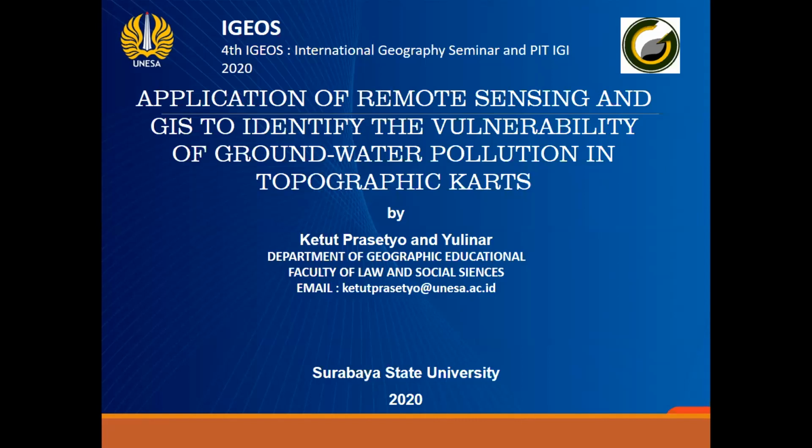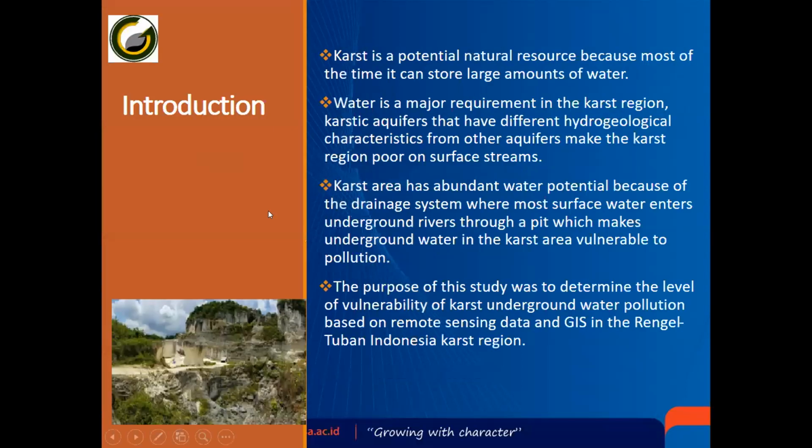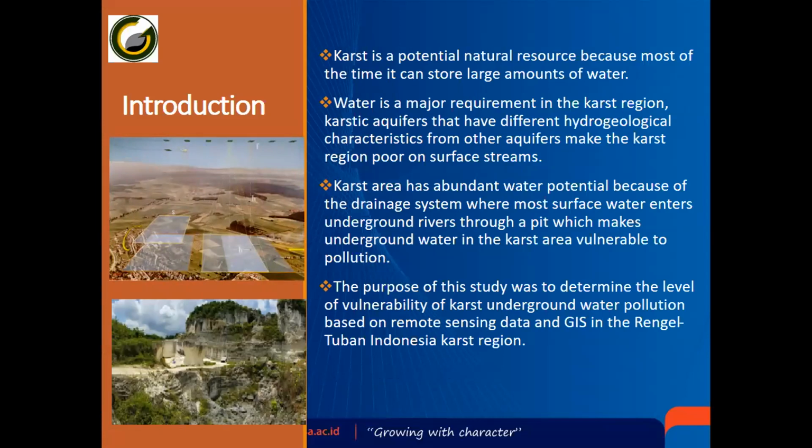Introduction: karst is a potential resource for large amounts of water. Water is a requirement, but the water in topographic karst appears as underground water. In karst, the abundance of water potential is equivalent to rivers, which makes underground water vulnerable to pollution. The purpose of the study is to detect what is vulnerable in karst underground water.